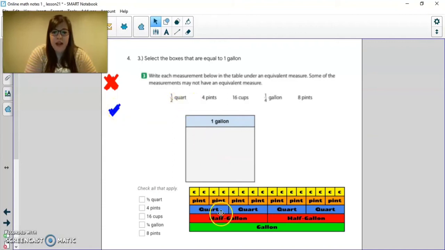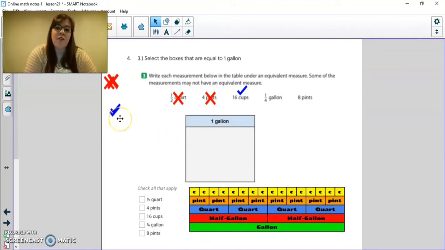Half a quart. I can look at my picture and I see that there are 4 quarts in 1 gallon, so I'm crossing that off. That is not one of my answers. It is not equal to a gallon. 4 pints, I can see that 1, 2, 3, 4 pints is only equal to half a gallon, so I'm crossing that off as well. 16 cups. If I look at this picture and I counted up each one of those letter C's to show how many cups are in 1 gallon, I would actually get 16. So I'm going to put a check mark by that because 16 cups is equal to 1 gallon.